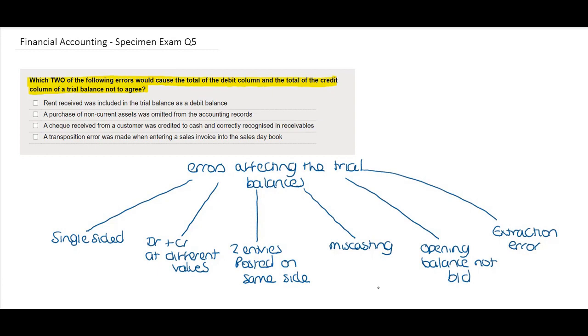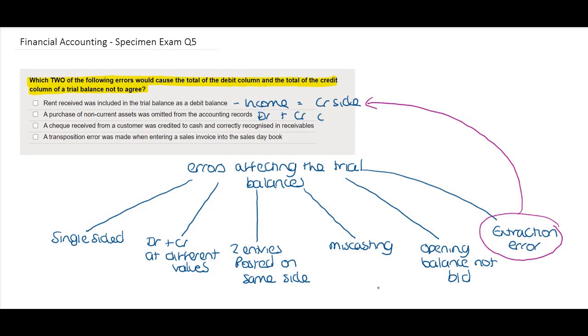So let's look at the four options that we have. The first one states that the rent received was included in the trial balance as a debit balance. Rent received is income, and so as a result it should be shown on the credit side. This is an example of an extraction error, and so as a result of it being put on the wrong side, our trial balance will no longer agree. Our second option states that a purchase of non-current assets was omitted from the accounting records. The debit and the credit were omitted, which means that our trial balance would have still agreed.